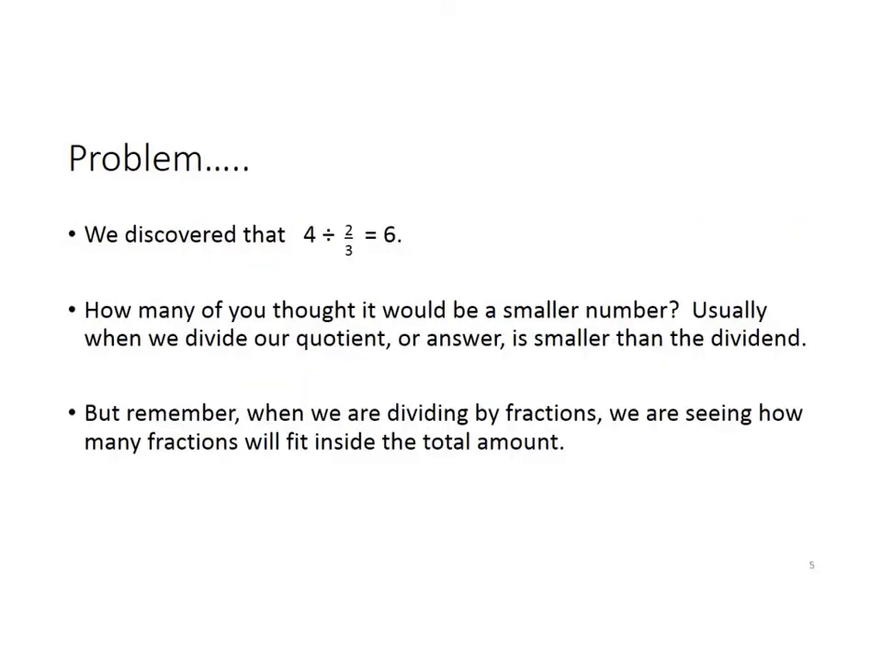Through drawing out our pictures and our number line, we discovered that 4 divided into groups of 2/3 would equal 6 groups. Now that might seem strange, because usually when we divide, our quotient or our answer is smaller than the dividend. Usually if you take 12 divided by 3, you get 4. But remember, when we're dividing by fractions, we're seeing how many fractions will fit inside the total amount. So our final quotient a lot of the time will be bigger than our original number.